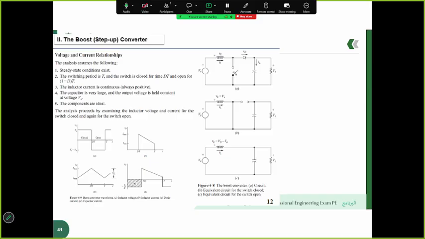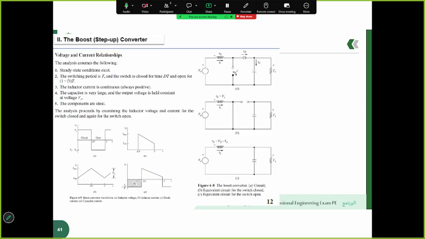So the analysis relies on the principle of inductor volt-second balance, which states that for a converter in steady state operation, the average voltage across the inductor over one complete switching cycle is zero. By applying this principle, the fundamental relationship between the input and output voltages for a boost converter can be derived. So Vo is equal to Vs over 1 minus D.